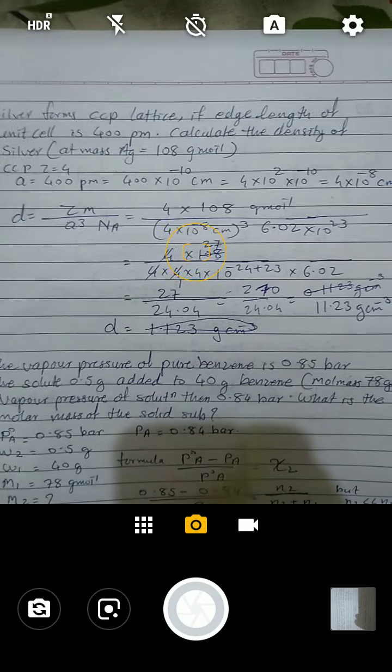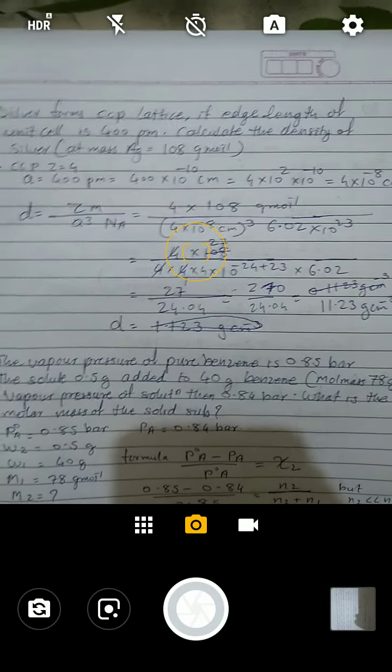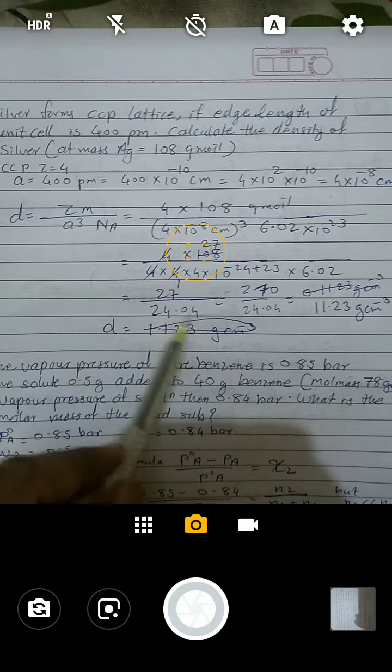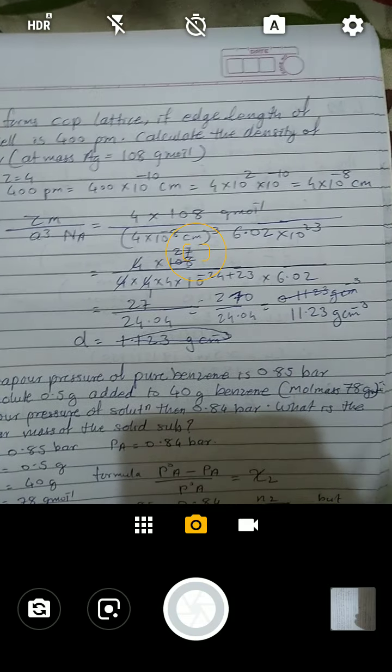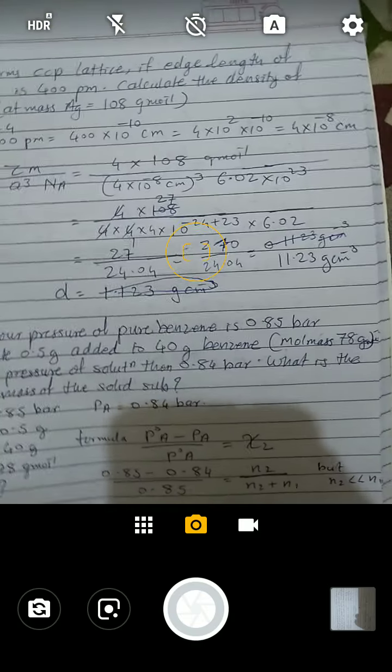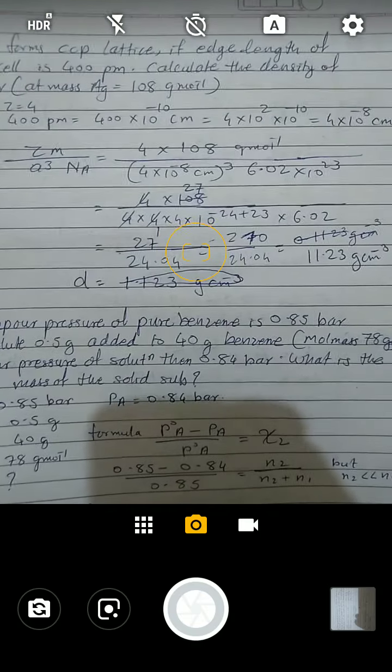that is 270, and that is divided by 24.04, which comes out to be 11.23 gram per centimeter cube. So the density is equal to 11.23.